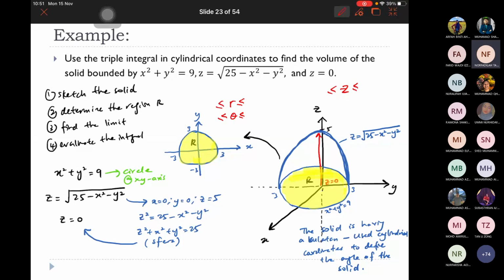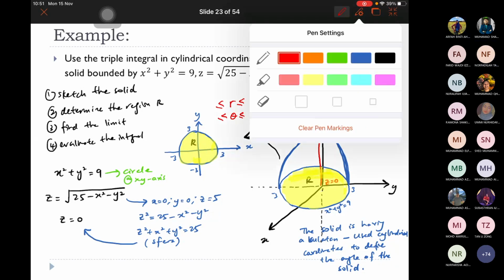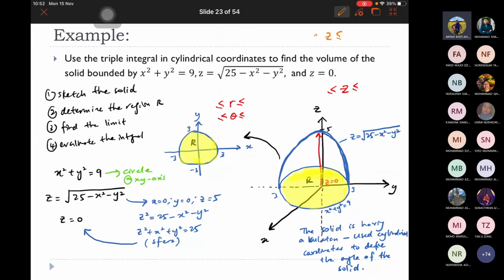Kosong ke sqrt(25 tolak x kuasa 2 tolak y kuasa 2). Betul. Okay. Z dia akan berada daripada kosong sampai sqrt(25 tolak x squared tolak y squared). So kita nak change kepada polar form. So dia akan Z in terms of r dan juga theta. So awak kena tukar x dan y kepada r dan juga theta. So this one dia akan jadi Z akan berada sqrt(25 tolak x squared tolak y squared).